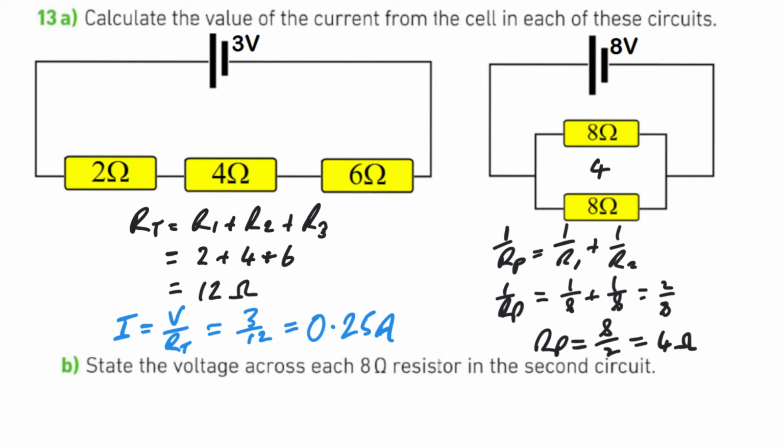Now we need to do I is V over R for that. See if you can calculate that current for me. Pause the video and have a go at that. Right, so I is V over R. We've got 8 volts and we've got 4 ohms. So 8 over 4 is going to give us a current of 2 amps.